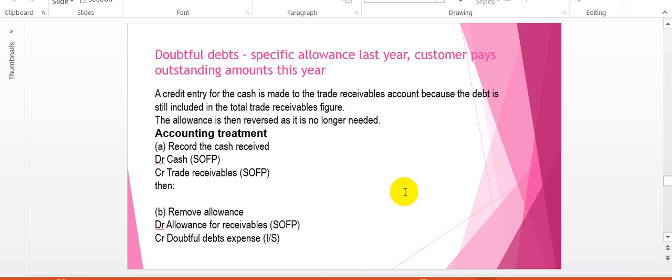by removing the allowance from the allowance account and crediting the bad debt expense account, which will increase the profit in the P&L, since earlier when we created the doubtful debt accounts we had reduced the profit through the doubtful debt expense account. Then the cash which has been received will be debited to the cash account, and the trade receivable will now be written off by crediting the trade receivable account in the statement of financial position.